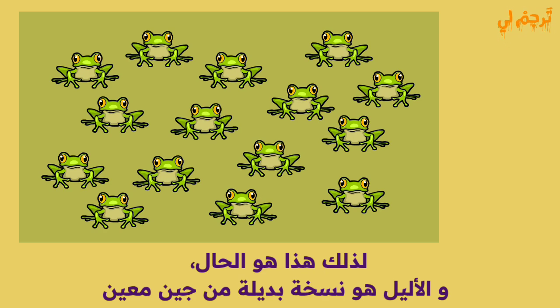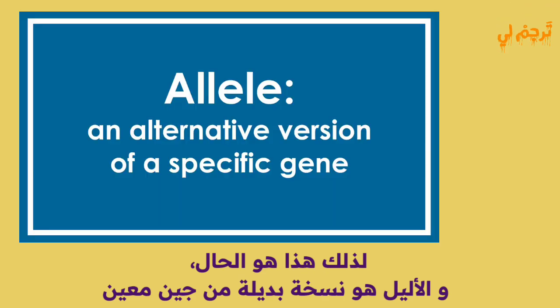When an allele dominates an entire population, we call this fixation. So there you have it. An allele is an alternative version of a specific gene.